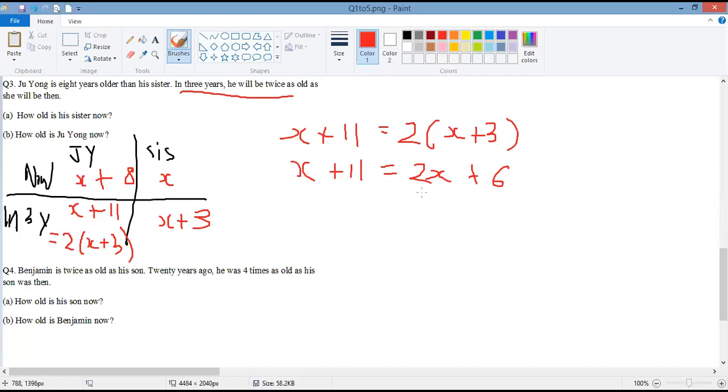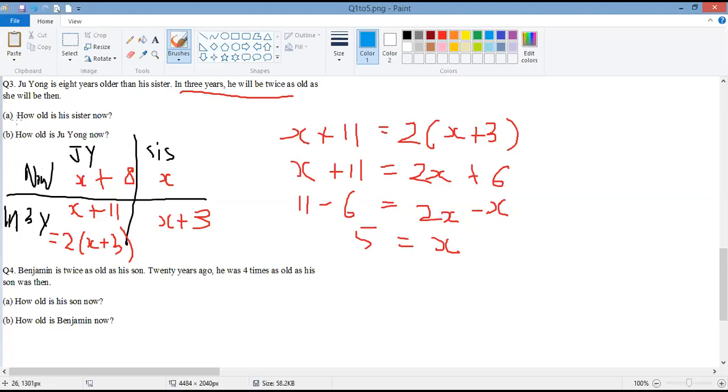So I have 11 minus 6 on the left hand side. So I move 6 to the left hand side. Then I put all the X terms on the right hand side. So I move X to the right hand side, it becomes minus X. So I have X equals 5.